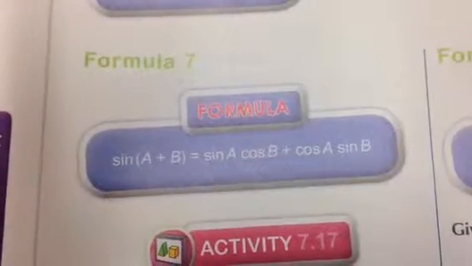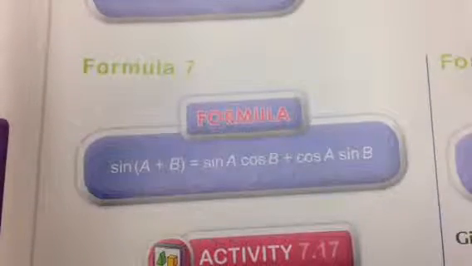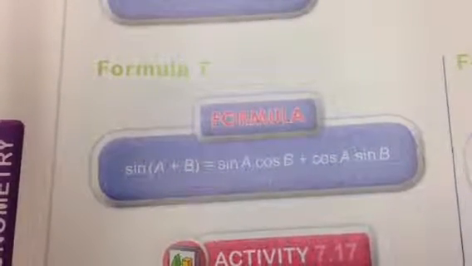Formula 7 is the sine of a plus b is equal to sine a cos b plus cos a sine b. Now, we have a couple of things to remember in this one. In other ones, it could have been based on the unit circle or coordinate geometry and the distance formula. This one, we actually have to remember something that's not on your course, that you don't have to prove.